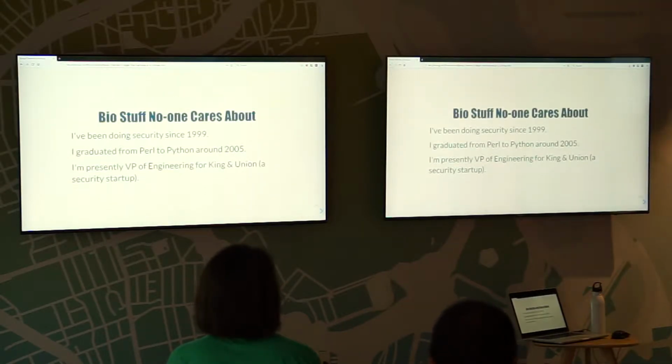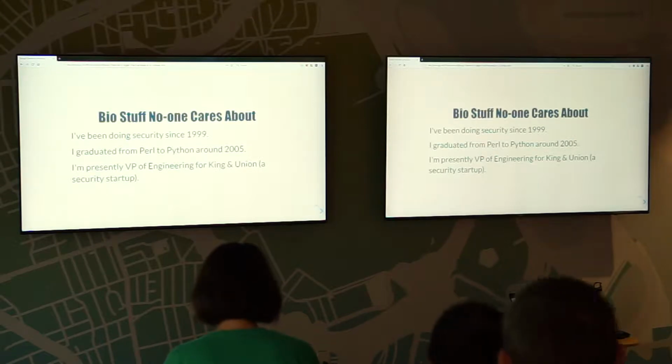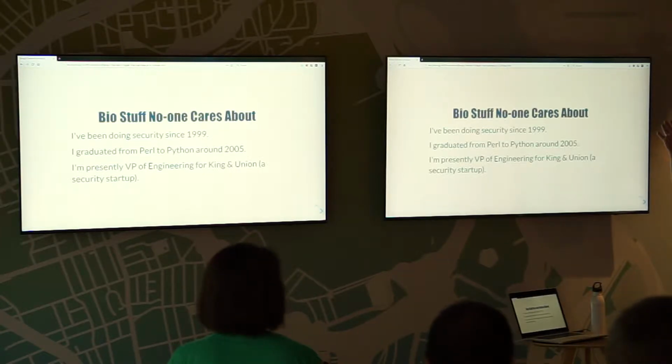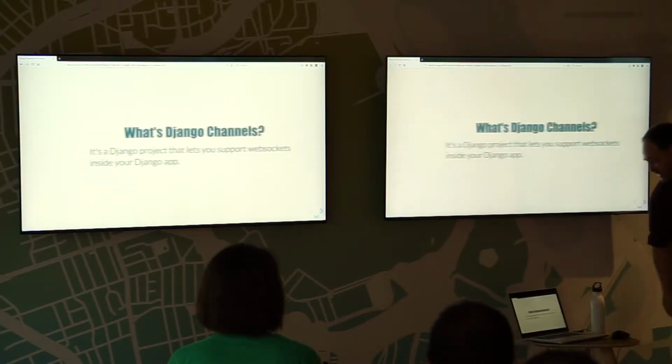Who am I? Frankly, I'm just some guy. I've been doing security since about 99 or so. Started in Perl, moved to Python sort of mid-2000s. Presently, I'm the VP of engineering for a startup based out of Old Town called King and Union. We do a bunch of threat intelligence, and I'll actually use our product to show you some things you can do with Django Channels, because this talk comes from my experiences building a product with Channels as its backend. So let's get to the fun stuff.